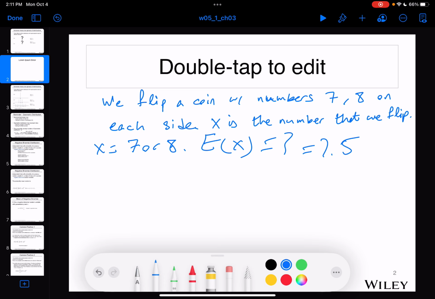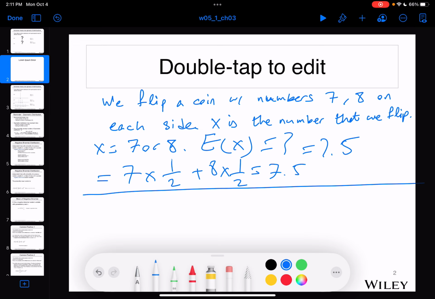So before jumping between two different concepts, here the way we calculated E of X was we used the definition. We said that it is 7 times 1 divided by 2 plus 8 times 1 divided by 2, and that's 7.5. We used the definition of the expected value.